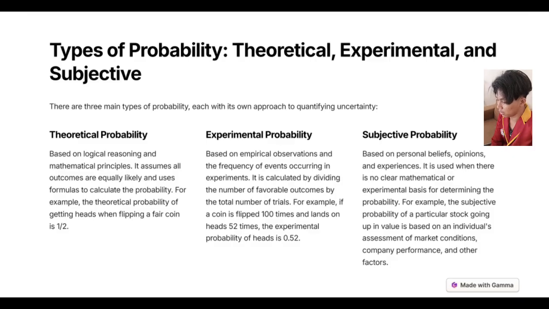Subjective probability is based on personal beliefs, opinions, and experience. It is used when there is no clear mathematical or experimental basis for determining the probability. For example, the subjective probability of a particular stock going up in value is based on an individual's assessment of market conditions, company performance, and other factors.